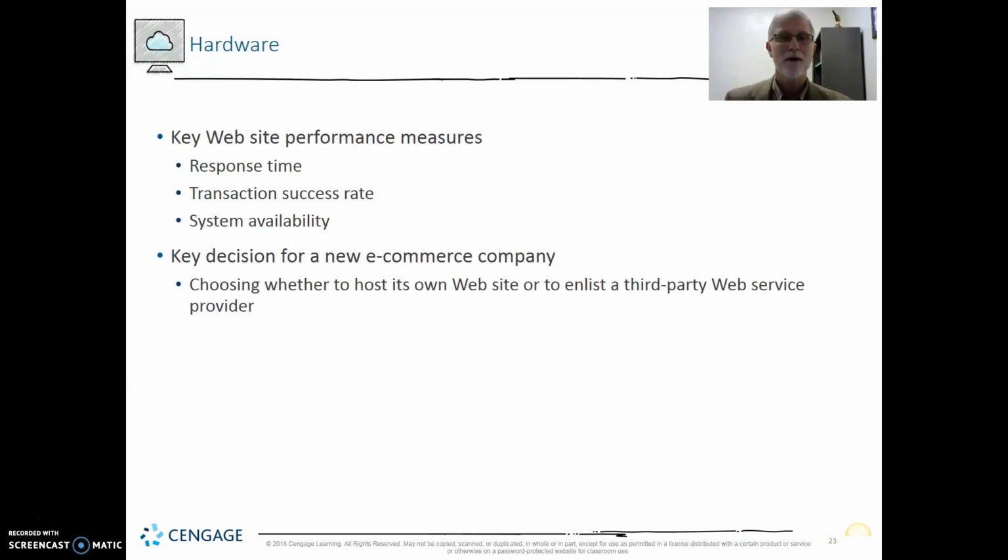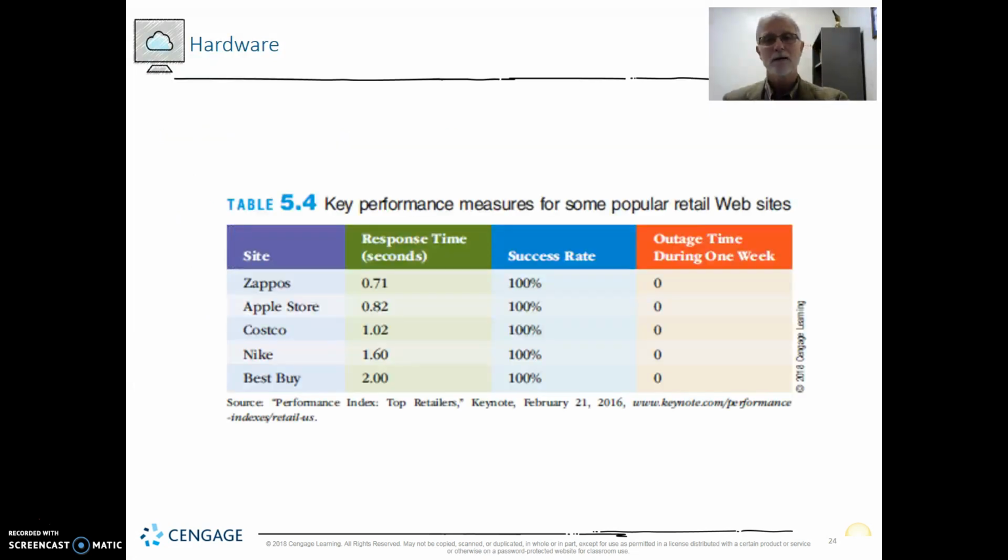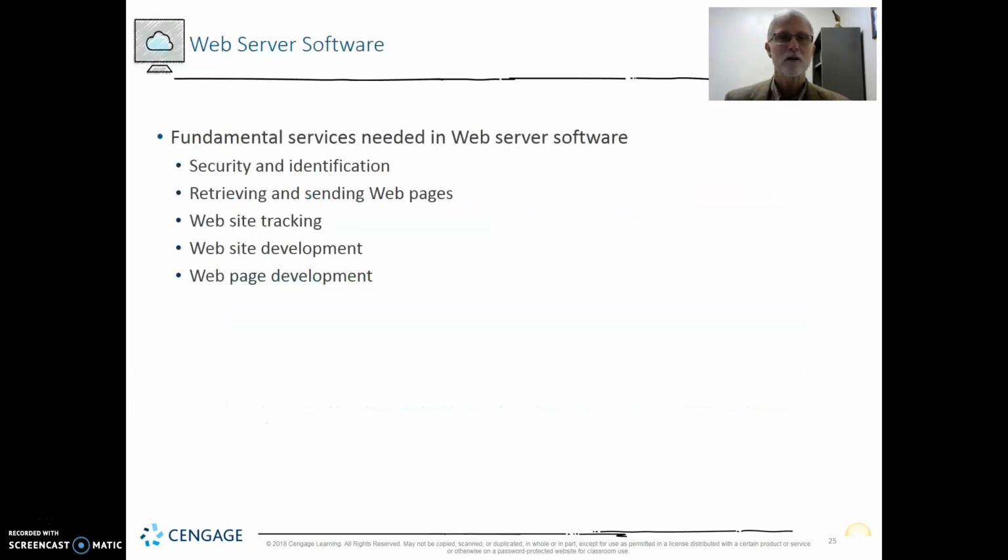What's my response time? How fast are my transactions going to take? How long do I want the system to be up? All of these are important things when you're choosing your hardware. Here's an example of some performance measurements that some popular websites use. They want fast response time because we get lazy. We want very fast response time. So that's something you've got to keep in mind when you look at your hardware.